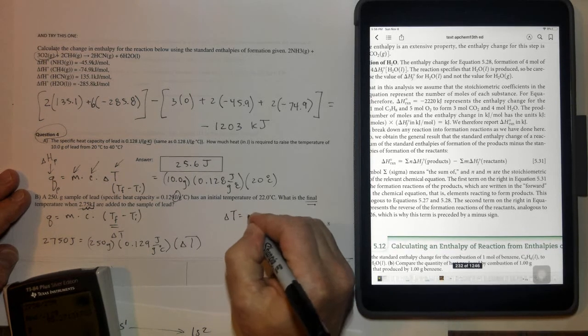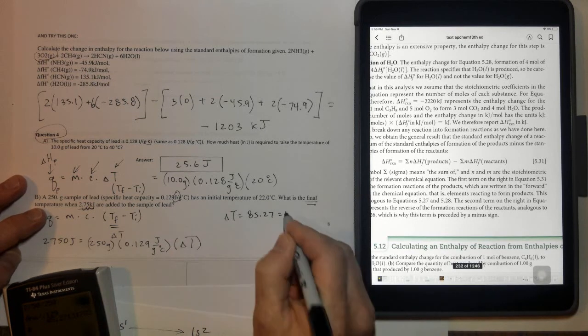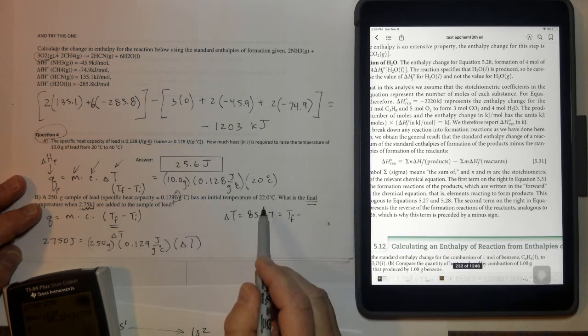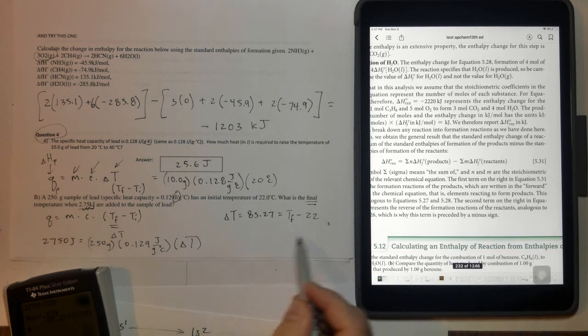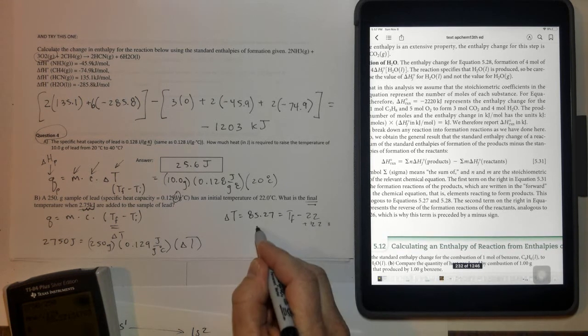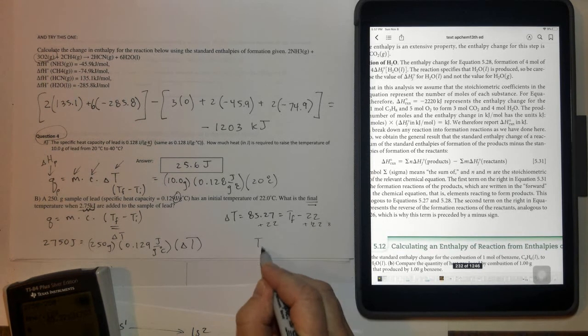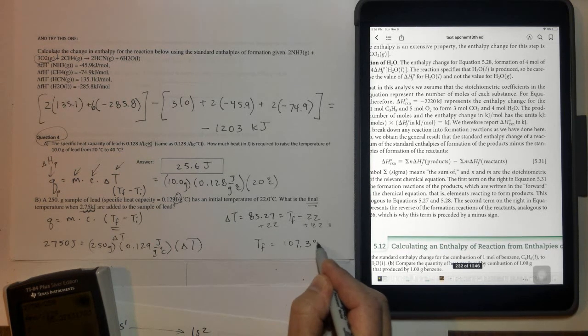So delta T is equal to 85.27, and that's equal to temperature final minus our temperature initial, which was 22. Then we solve this little algebra problem by adding 22 to both sides of the equation. We find that the final temperature is equal to 107.3 Celsius.